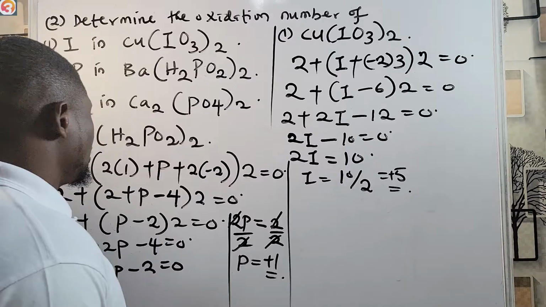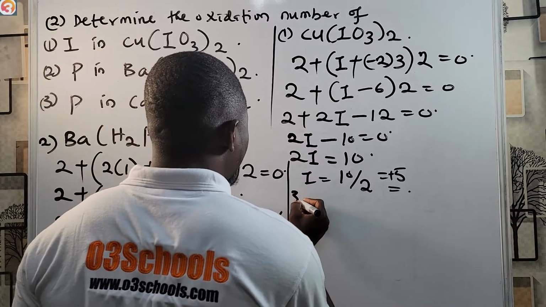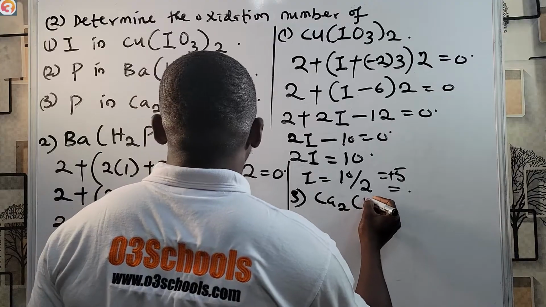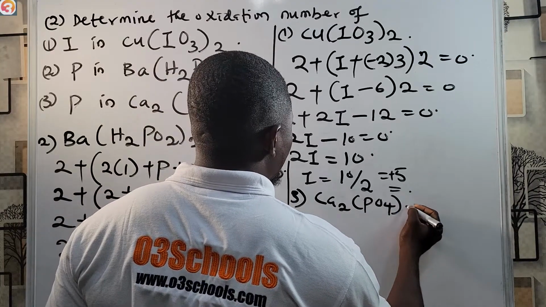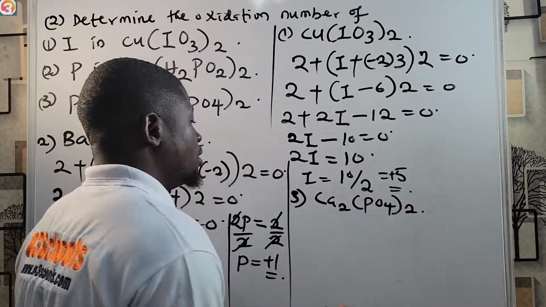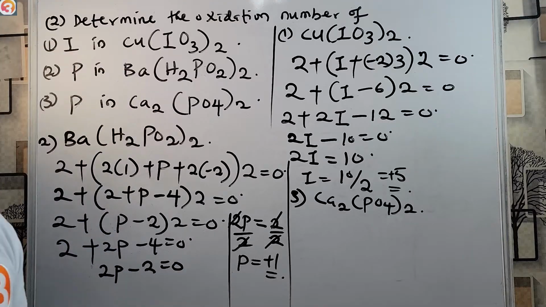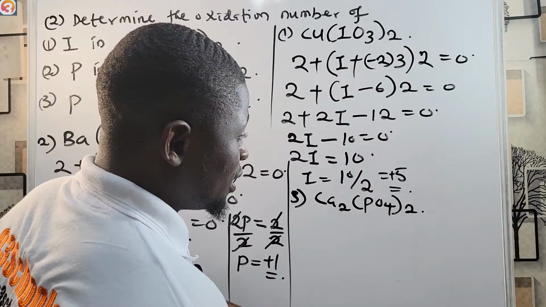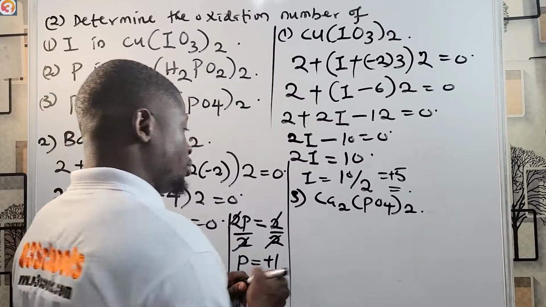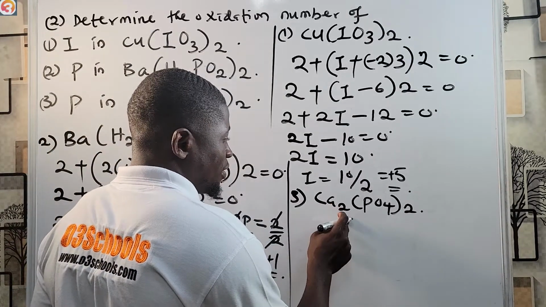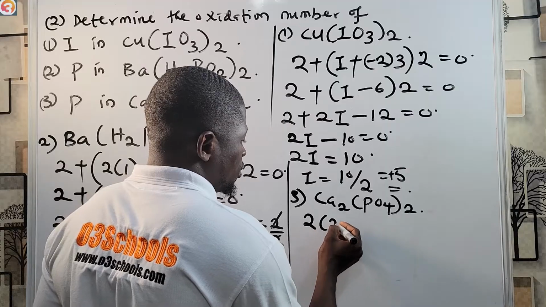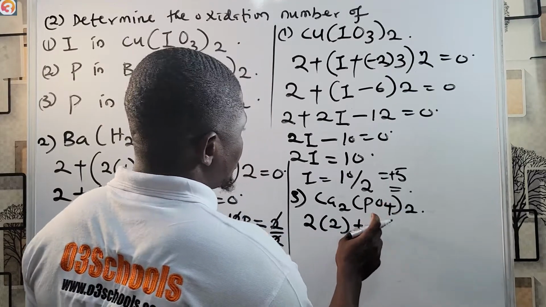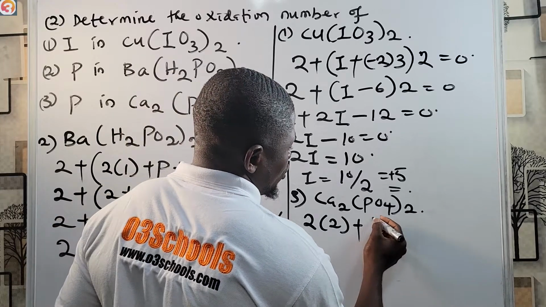All right. Then of course, we have number 3. Let's do the last one. Ca2PO4 2. Okay, so the same knowledge is what I want to apply. Calcium is a group 2 element, so oxidation state will be plus 2. So of course, we're having 2 atoms of calcium, so I'm going to have 2 times 2. Then plus, of course, our bracket. So I'm going to open our bracket again.